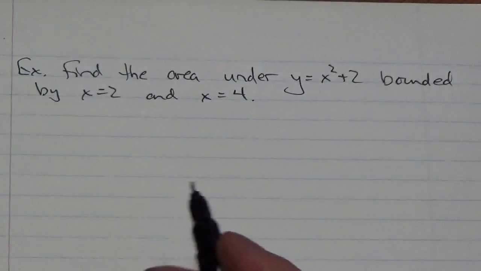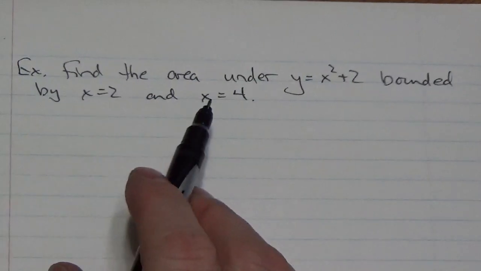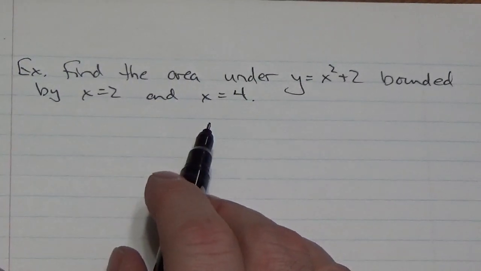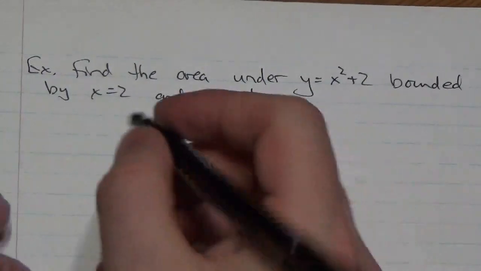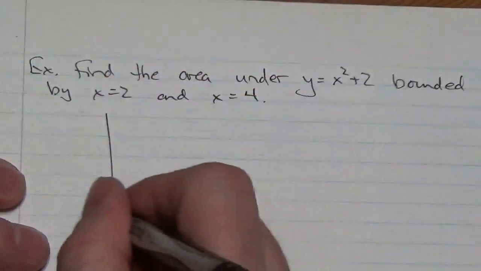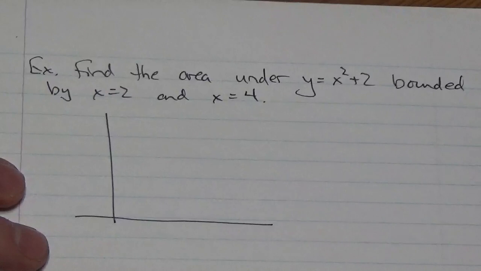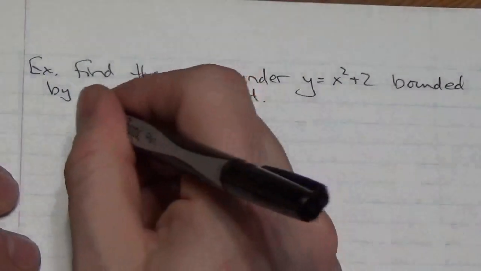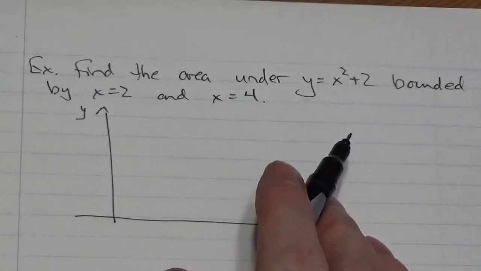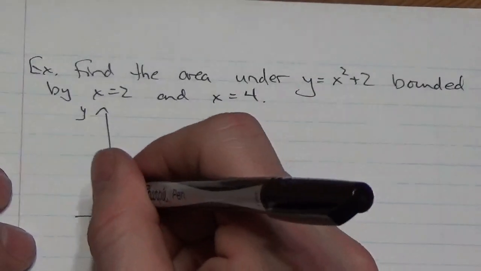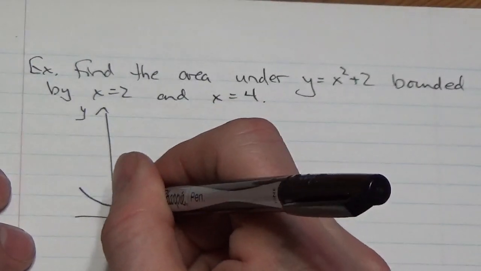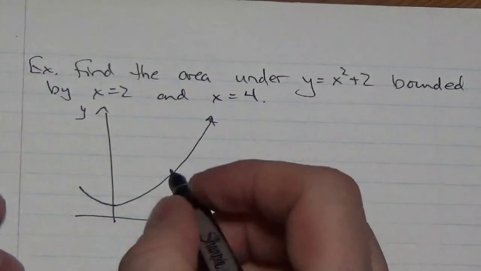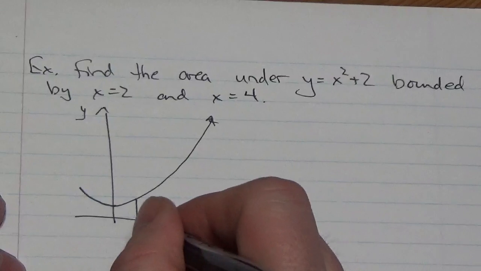All right, so let's take a look at an example here. Find the area under y equals x squared plus 2, bounded by x equals 2 and x equals 4. Okay, now, first of all, what I recommend we do with a lot of these questions here is let's just take a look at what it is that we're looking at. So here's x, here's y. Now, x squared plus 2 is just a parabola, okay? It's got a y-intercept of 2. So here's my 2. Now, my drawing isn't going to be anywhere near to scale, but you'll get the right idea.